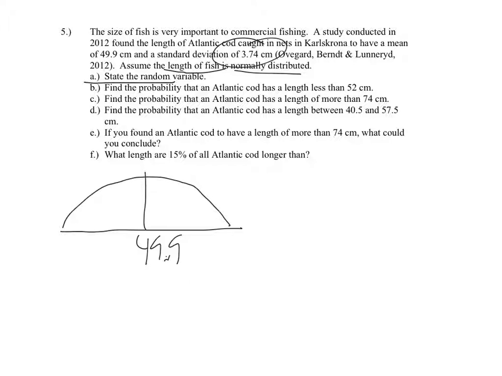And let's see, what's the probability that we catch a fish that's less than 52 inches long? So 52 is to the right of the mean. And we want to know the probability that it's less than 52. So that means we're looking for this area here. Let me go to a marker. We're looking for that probability, that area there.